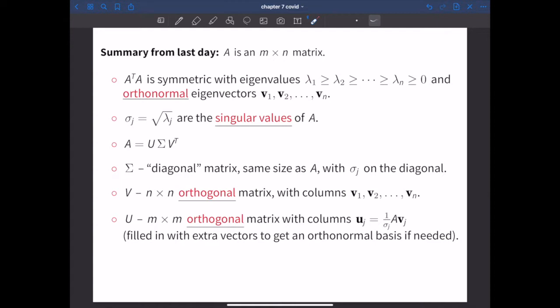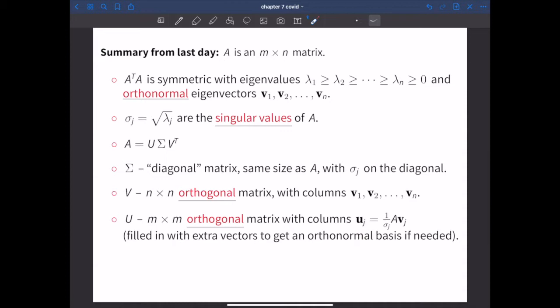And the way we compute these columns is we take the V vectors that we found in the previous step, we multiply them by the matrix A, and then we divide by the corresponding singular value. Now that's going to give you a vector of unit length, and that vector will be one of the columns of the U matrix.